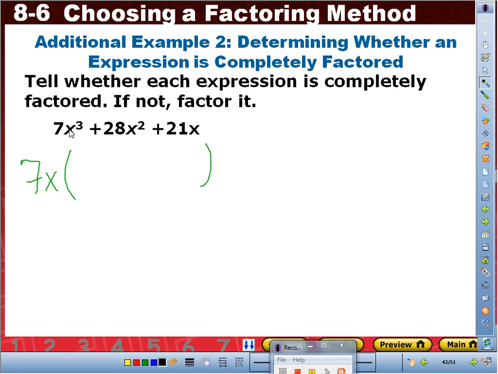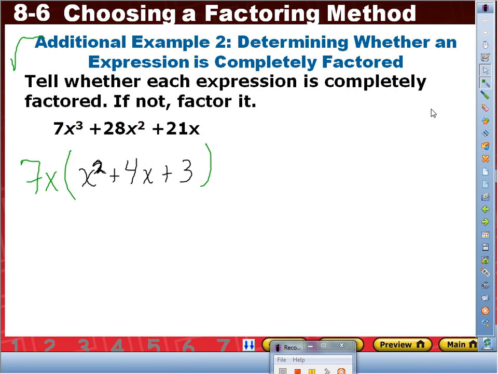Open parentheses. We're left with, let's see, 7 divided by 7 is 1, x to the second. Plus 28 divided by 7, that's 4x. Plus 21x divided by 7x is 3. So now, if we look up, let's check to see if there's a pattern that maybe we do our shortcut and we don't have to do all that work. Square root of this? Yes. Square root of that? No. So there's no shortcut for this one. So let's do the long way.